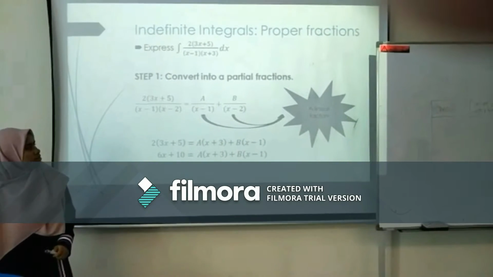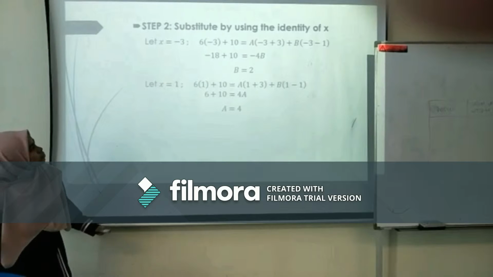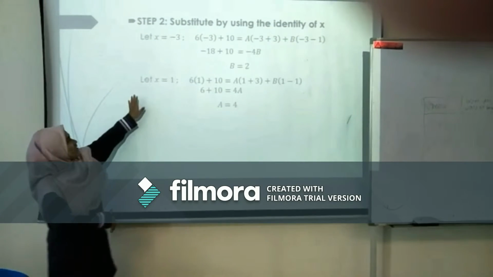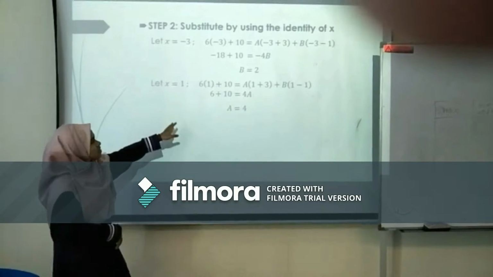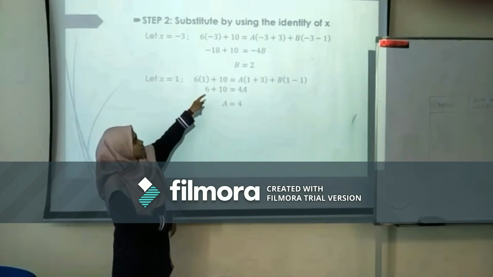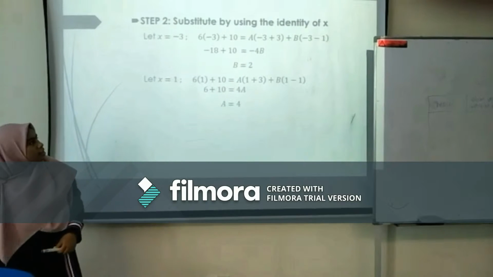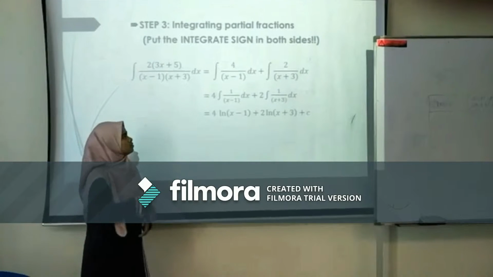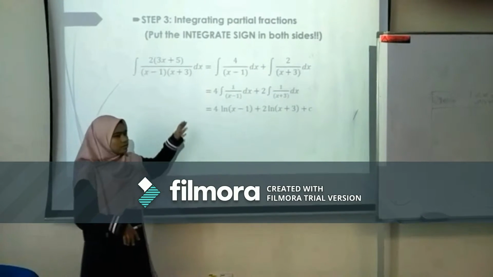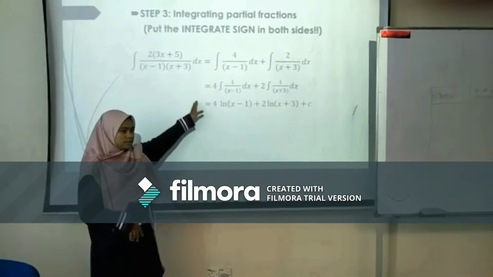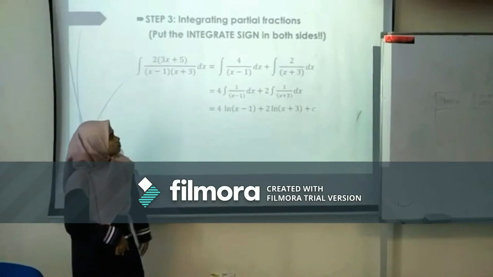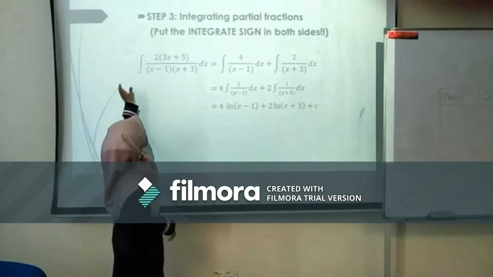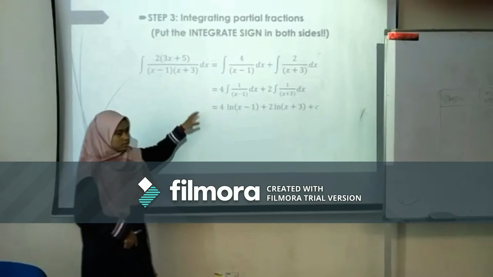Next step, you use the root. You know what is root, right? Okay, let x equal to -3 and then you simplify, you get b and a. After that, you need to substitute back the values of b and a into the partial fraction. You need to put the integrate sign on both sides, and then you integrate.